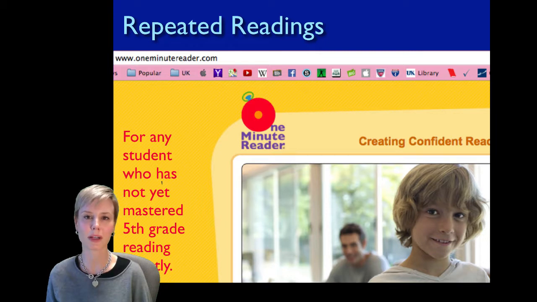One Minute Reader allows students to first do a cold read of a text, mark how far they got. It will calculate the words read per minute. Then the student reads along while listening to the passage being read, and then the student does a hot read, and they're able to mark words they had trouble with, and then mark their ending spot, and the program will graph and allow students to see themselves grow. This is a great resource for any student who's not mastered a 5th grade reading fluency.